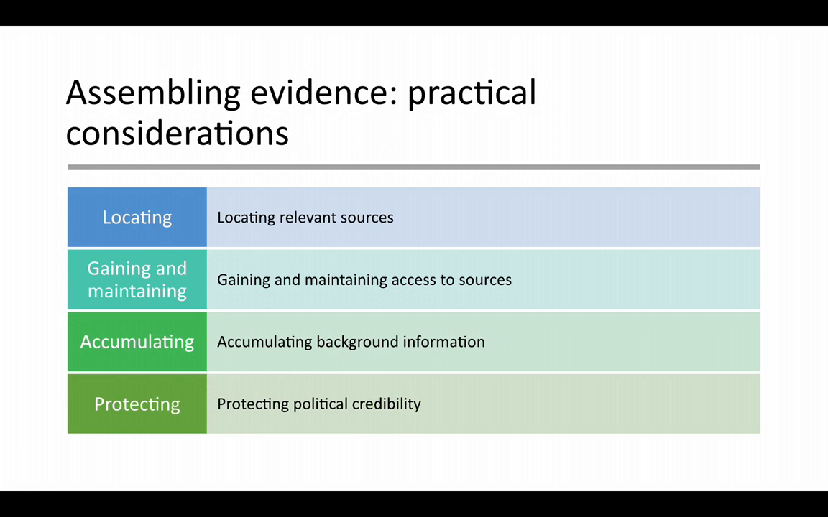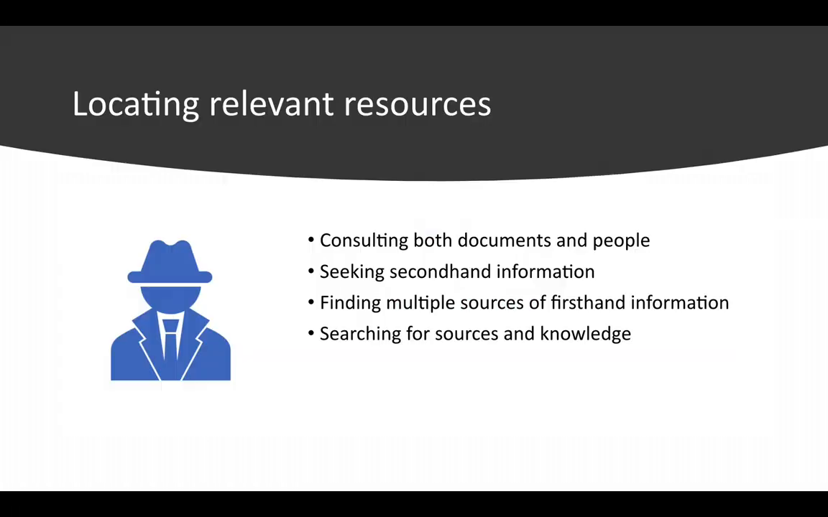Okay. Now, some practical considerations for assembling evidence. First, you need to locate the relevant sources, right? And then you need to gain and maintain access to these sources. And also accumulate background information. And then, of course, you need to protect the political credibility, right? You can't say, okay, you are too biased, and then you destroy your reputation and people will not trust you. So if you are collecting primary data and you are interviewing people, they are not going to give you the true information that you needed.